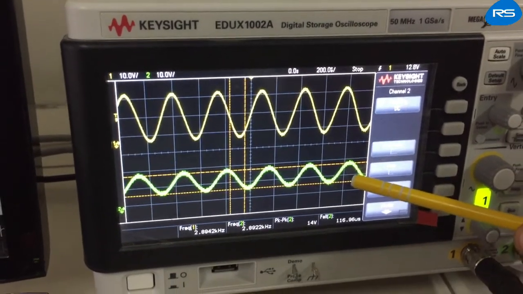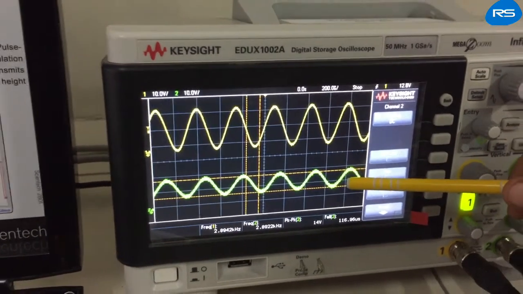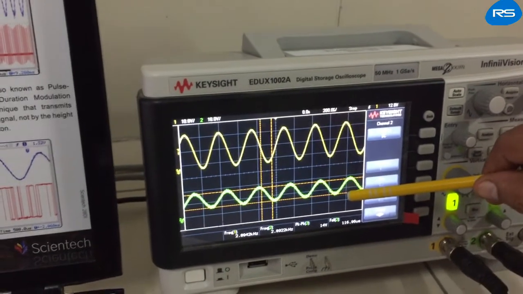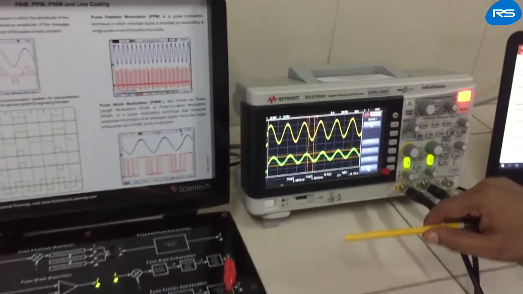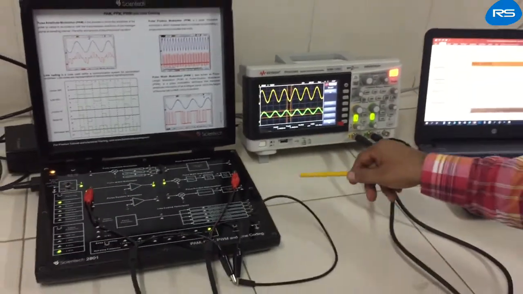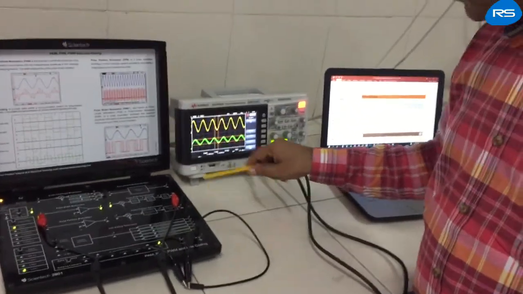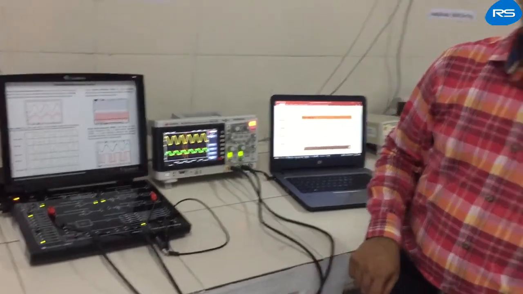This is the output of the PWM demodulator, which is a replica of the original message signal. So in this way we have obtained our original message signal by performing PWM modulation and demodulation.